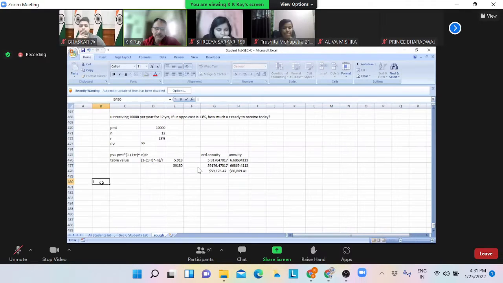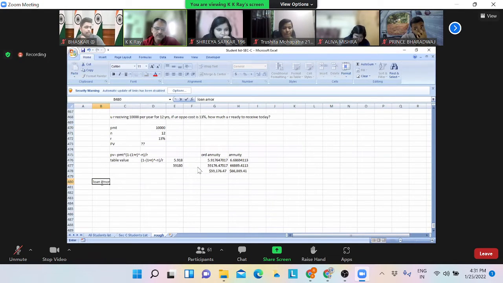Let's see today loan amortization. I have shared with you some examples in an Excel file of this time value of money. Please practice those things as well as from your book.